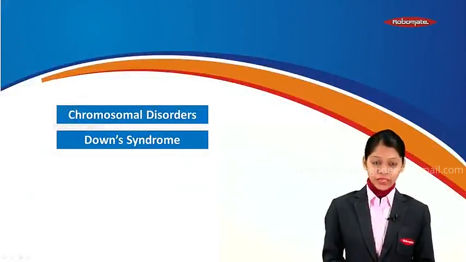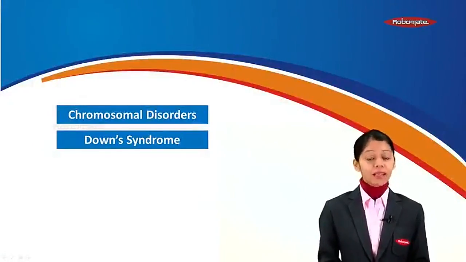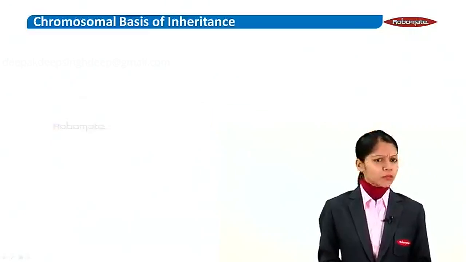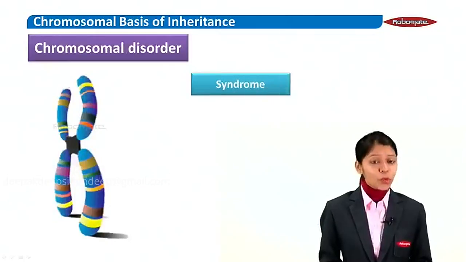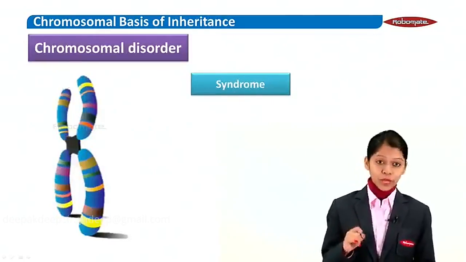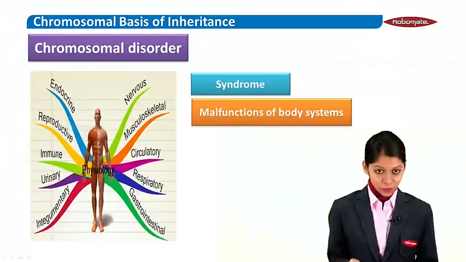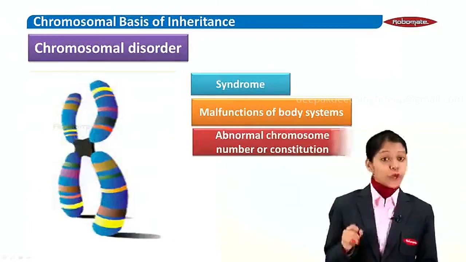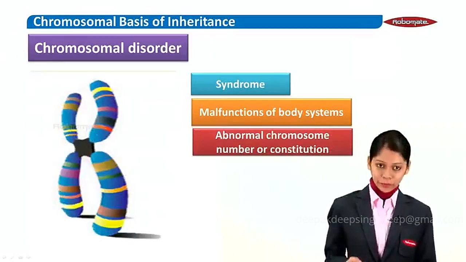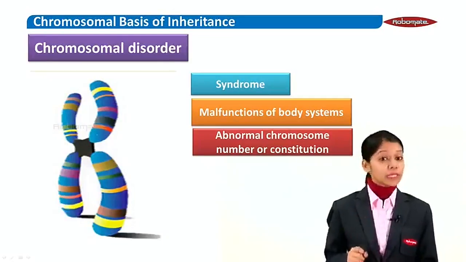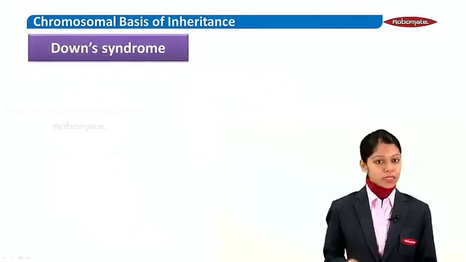Good day, dear students. In this module, we would be discussing chromosomal disorders and Down's syndrome. Now, the first question: what is a chromosomal disorder? A chromosomal disorder is a syndrome in which there are malfunctions in the body system, and this takes place due to abnormal chromosome number or constitution. In this module, we would be discussing a chromosomal disorder known as Down's syndrome.